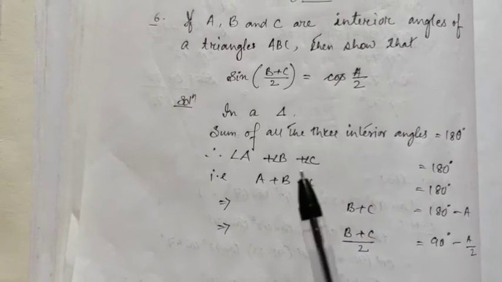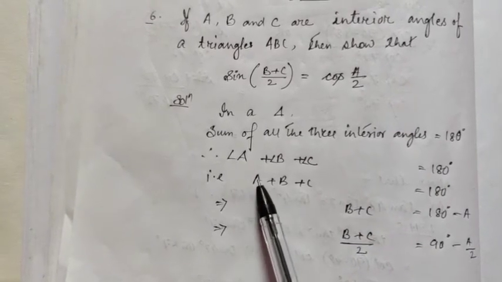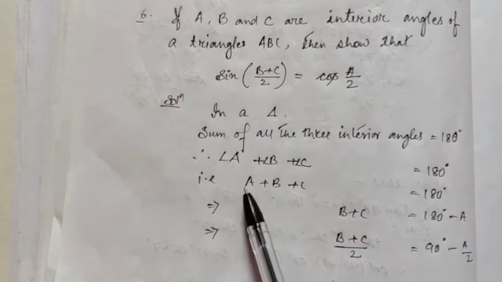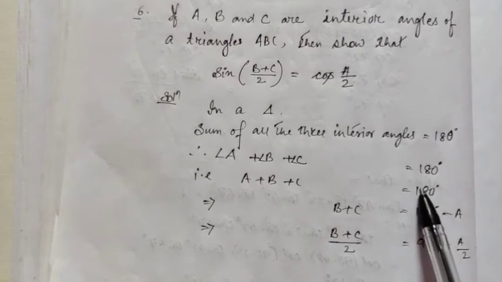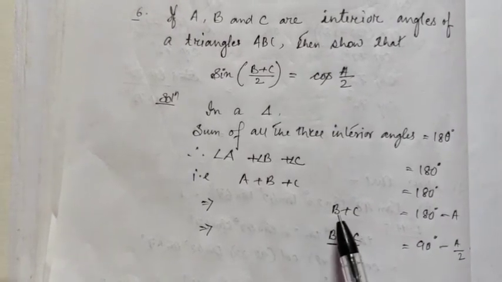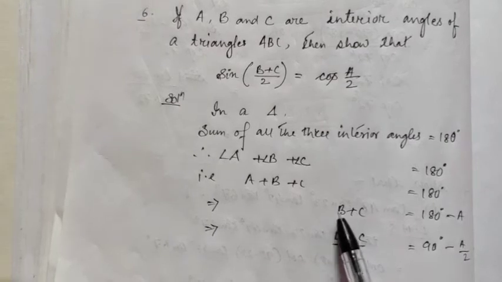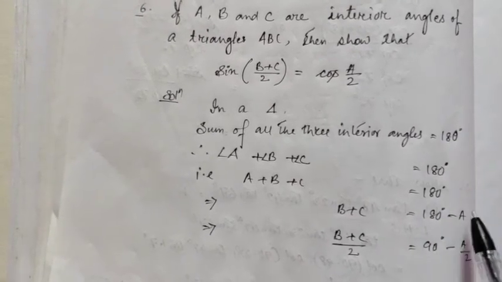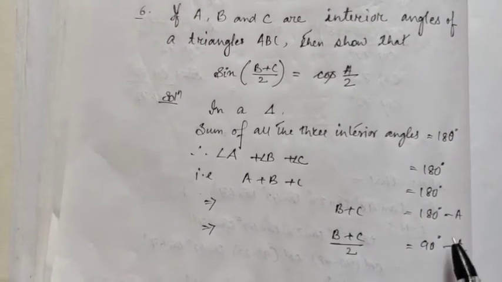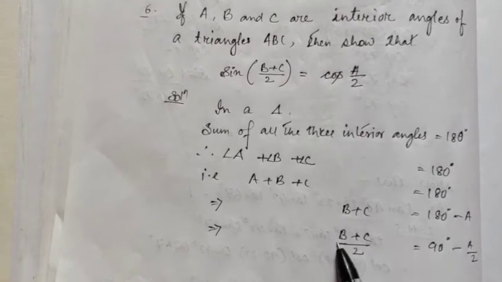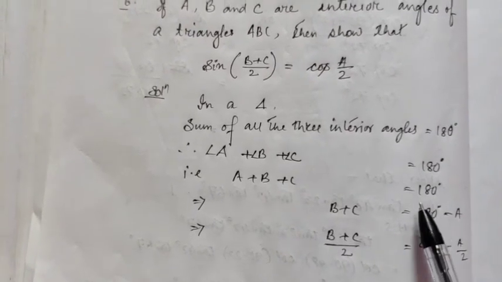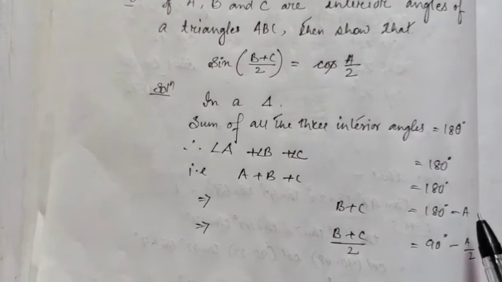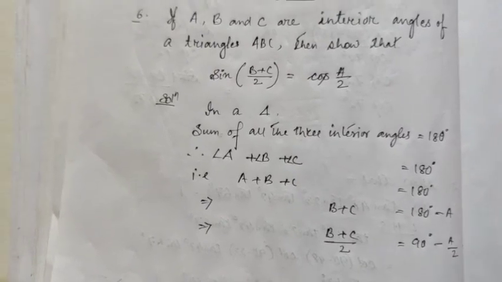So here we have removed the angle sign, just we have written the alphabets, that is a plus b plus c is equal to 180 degree, which can be b plus c is equal to 180 minus a. Again, if you divide both sides by 2, it becomes (b plus c) by 2 is equal to 180 divided by 2, which will give 90, and a divided by 2 will give a by 2.